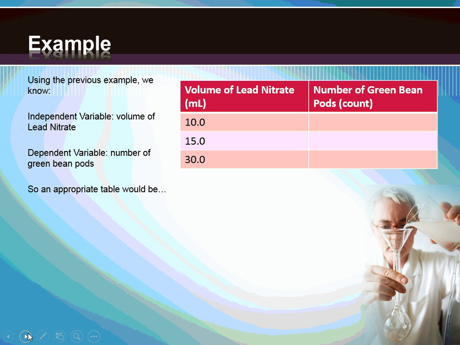And there are 3 different trials that Jasmine is going to undergo. A 10 milliliter trial, a 15 milliliter trial, and a 30 milliliter trial. In this case, the dependent variable is the number of green bean pods. And because this is a simple count, we put that in parentheses instead of in a unit like milliliters that we did for volume. Okay, so an appropriate table would look like this.